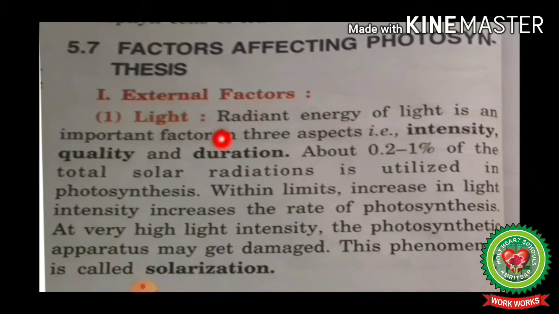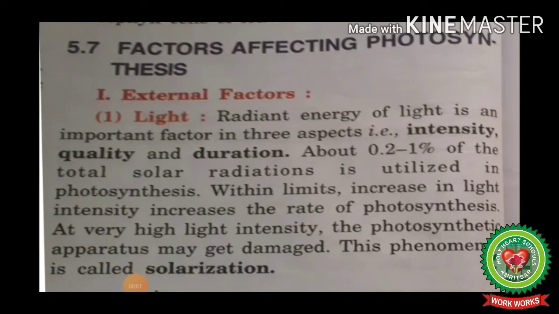First is light. Radiant energy of light is an important factor in three aspects, that is intensity, quality, and duration. About 0.2 to 1% of the total solar radiation is utilized in photosynthesis. Within limits, increase in light intensity increases the rate of photosynthesis. At very high light intensity, the photosynthetic apparatus may get damaged. This phenomenon is called solarization.